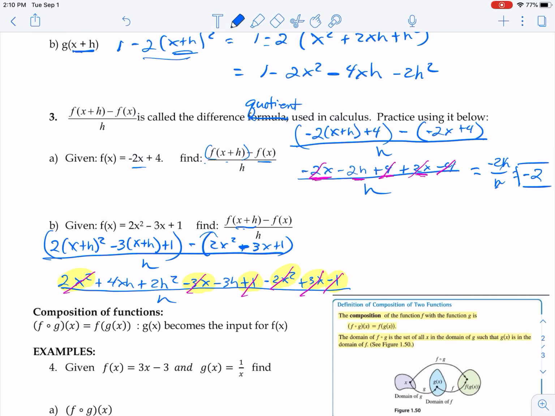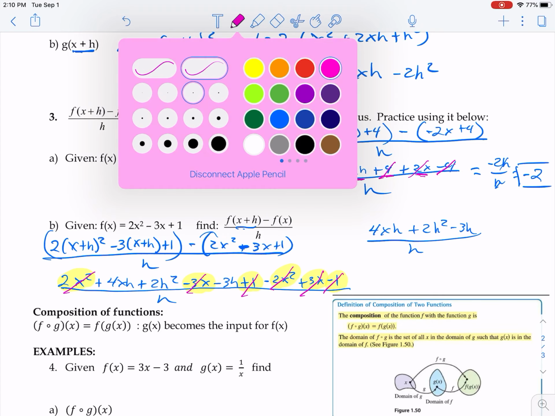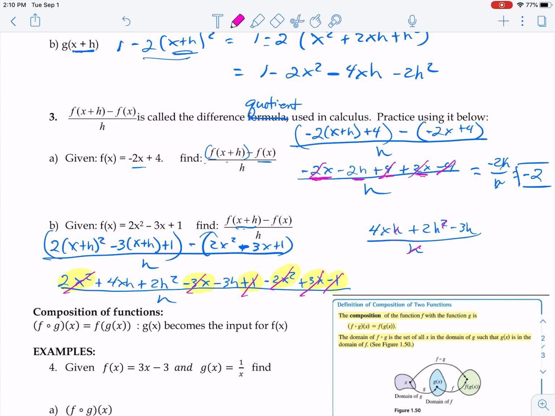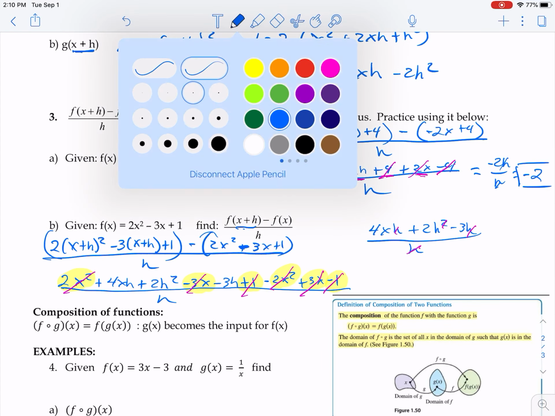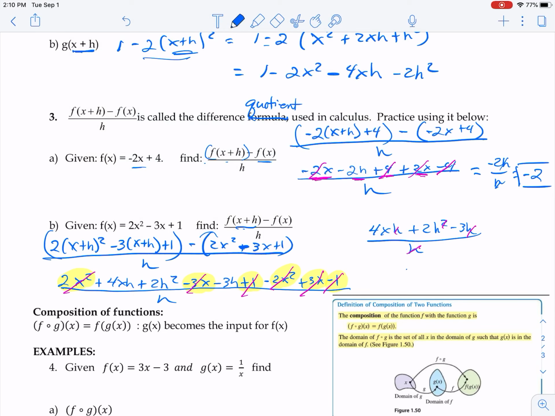And I'm left with 4xh plus 2h squared minus 3h over h. And I can factor an h out of all of those. So one goes here, one of those, and that one. And I'm left with 4x plus 2h minus 3. And that's the difference quotient. Important concept when you go on to calculus.